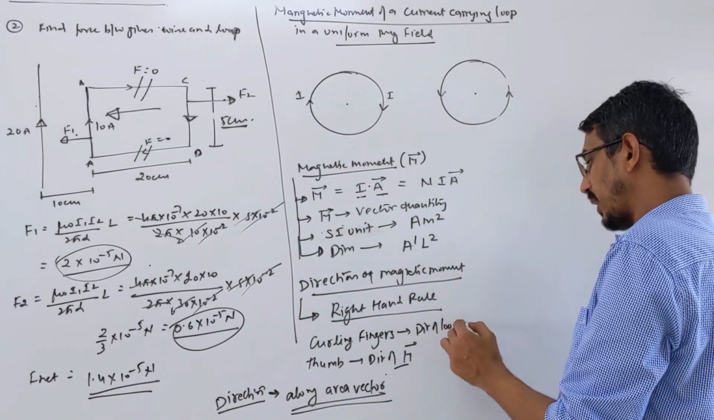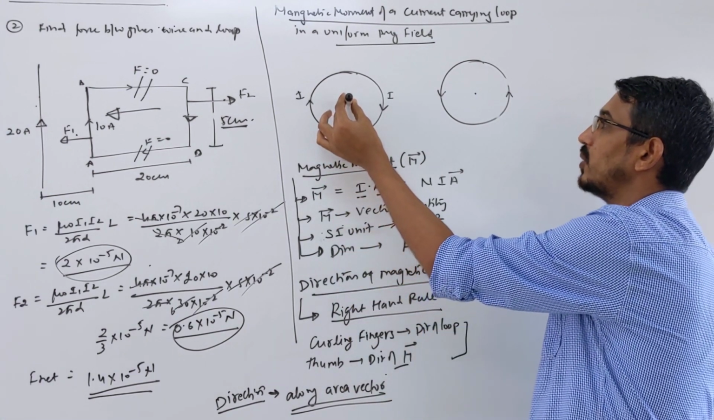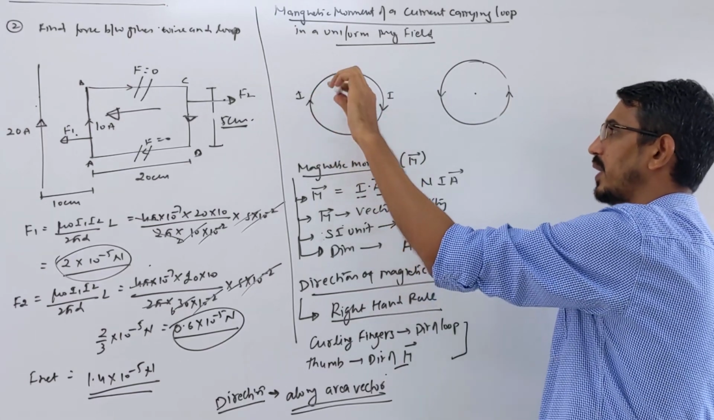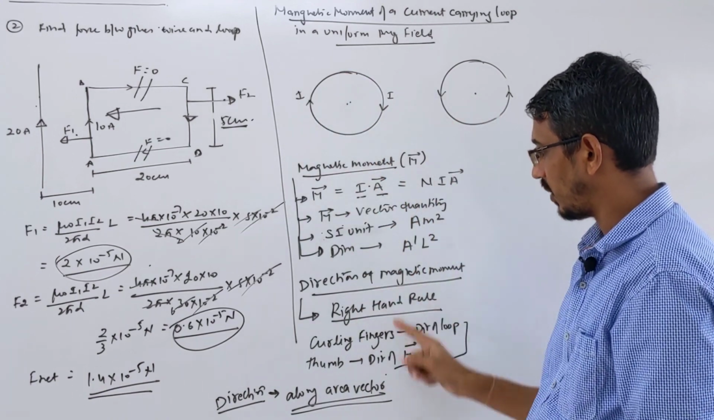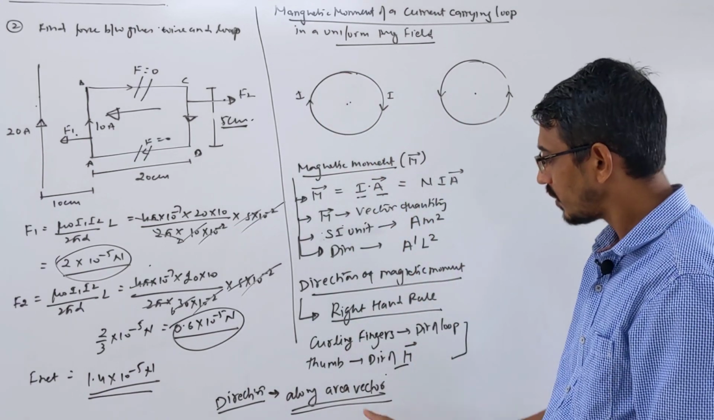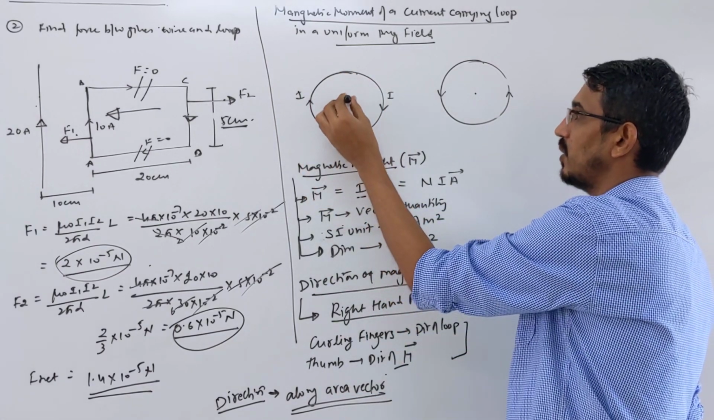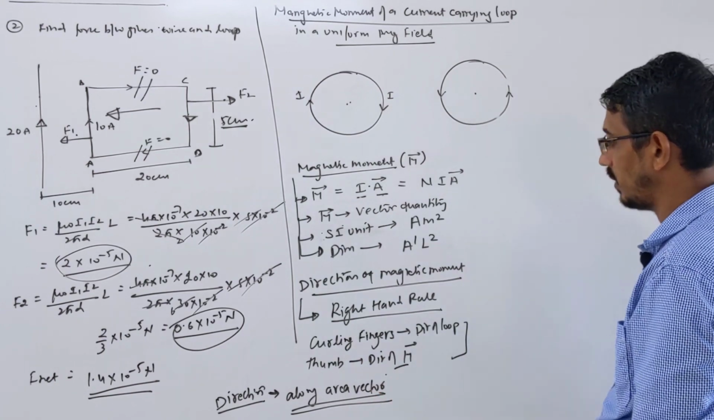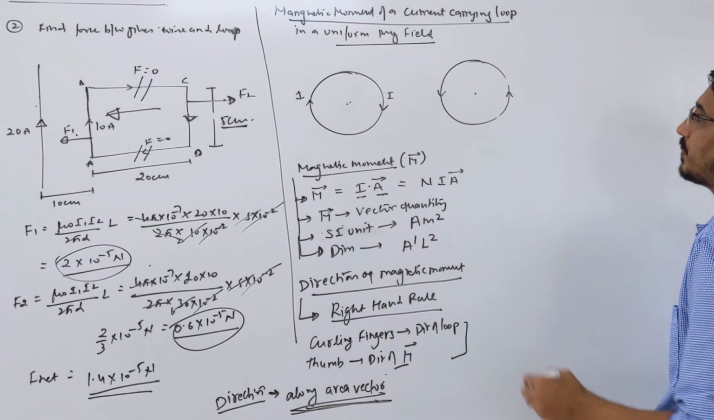Yes, or you can use this rule also to find it. So magnetic moment is always perpendicular to the loop. This is a loop, this is the plane of the loop, and it is perpendicular, either this way or inward, but always perpendicular. Inward or outward depends on the direction of current, which you can find from this hand rule, okay? So magnetic moment is always along the area vector. This is the area, and this is called the area vector, okay? It's very, very important, okay?